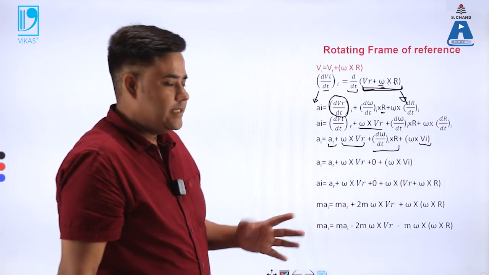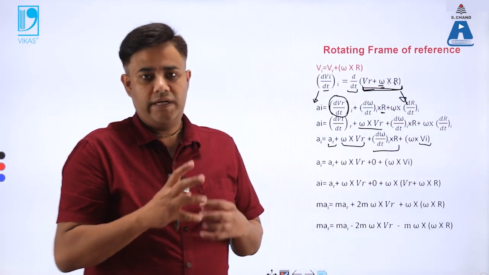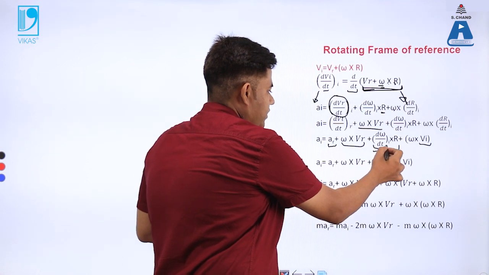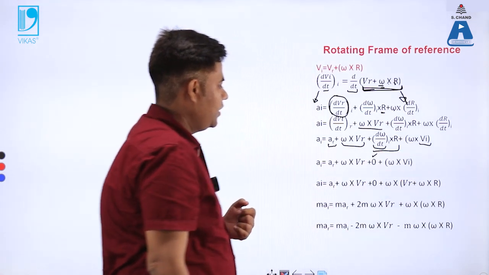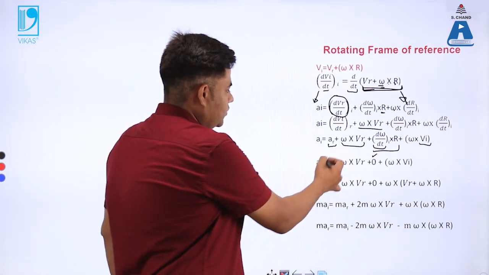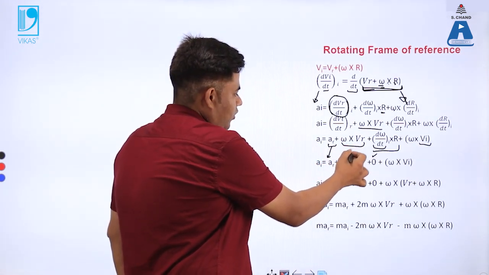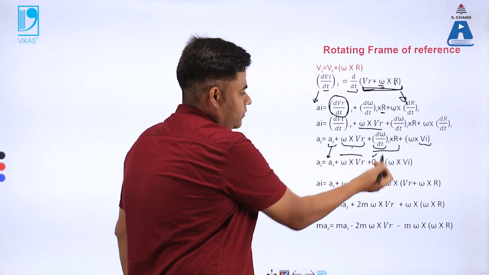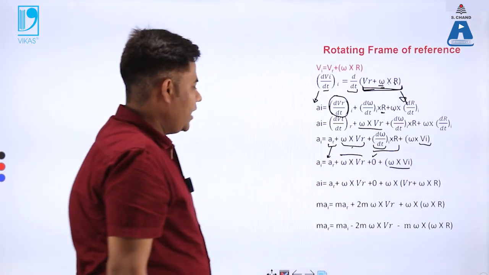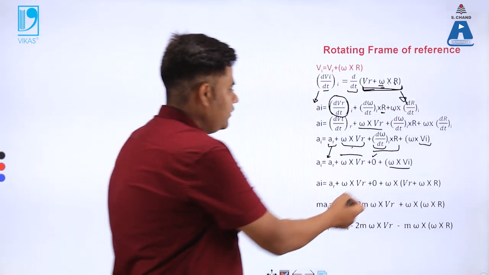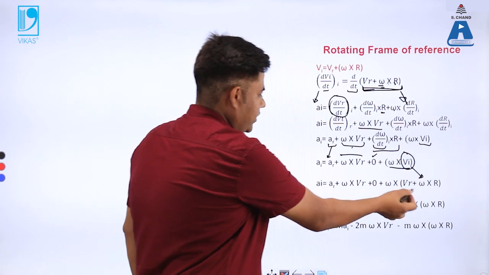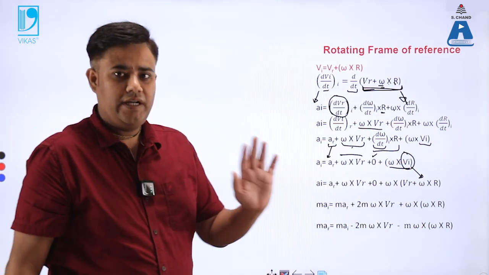Now if I consider that the earth is rotating with a constant angular velocity, the derivative of this constant value would be 0. So I can replace d omega by dt by 0. So ar would remain the same, omega cross vr would remain the same, this would be 0, plus omega cross vi. Now I need to substitute the value of vi in terms of the rotating frame of reference, so that everything comes in terms of the rotating frame of reference.